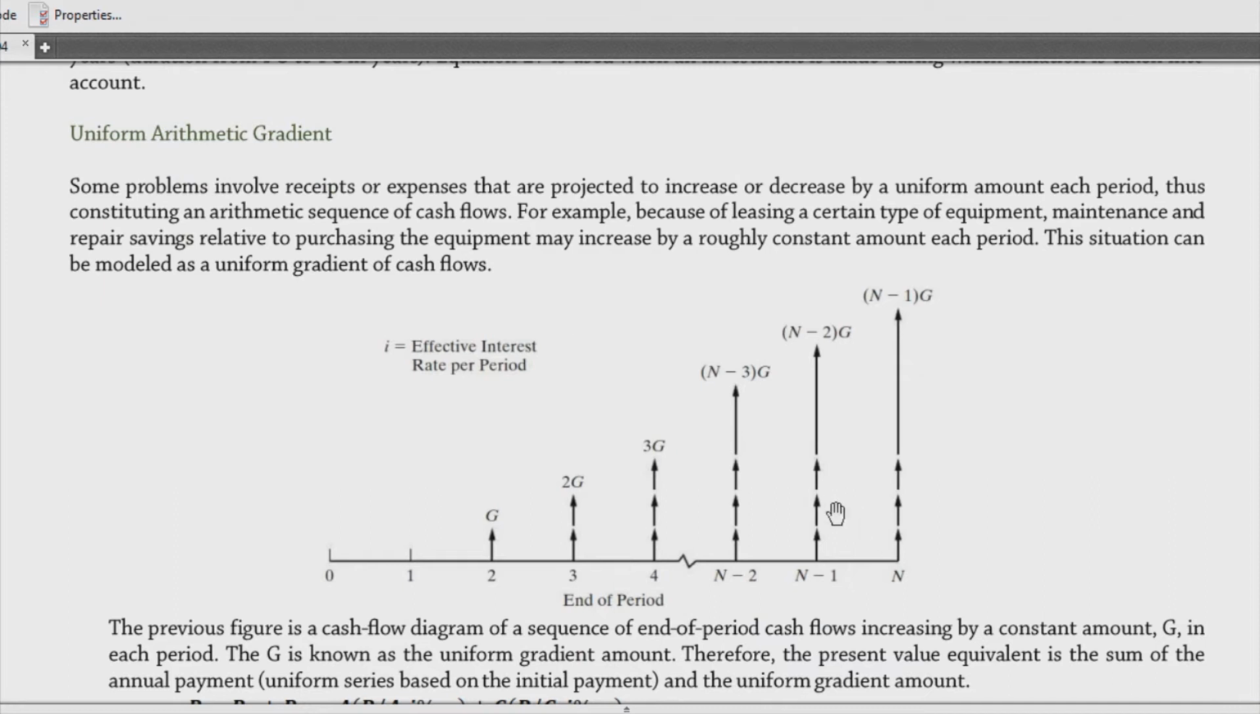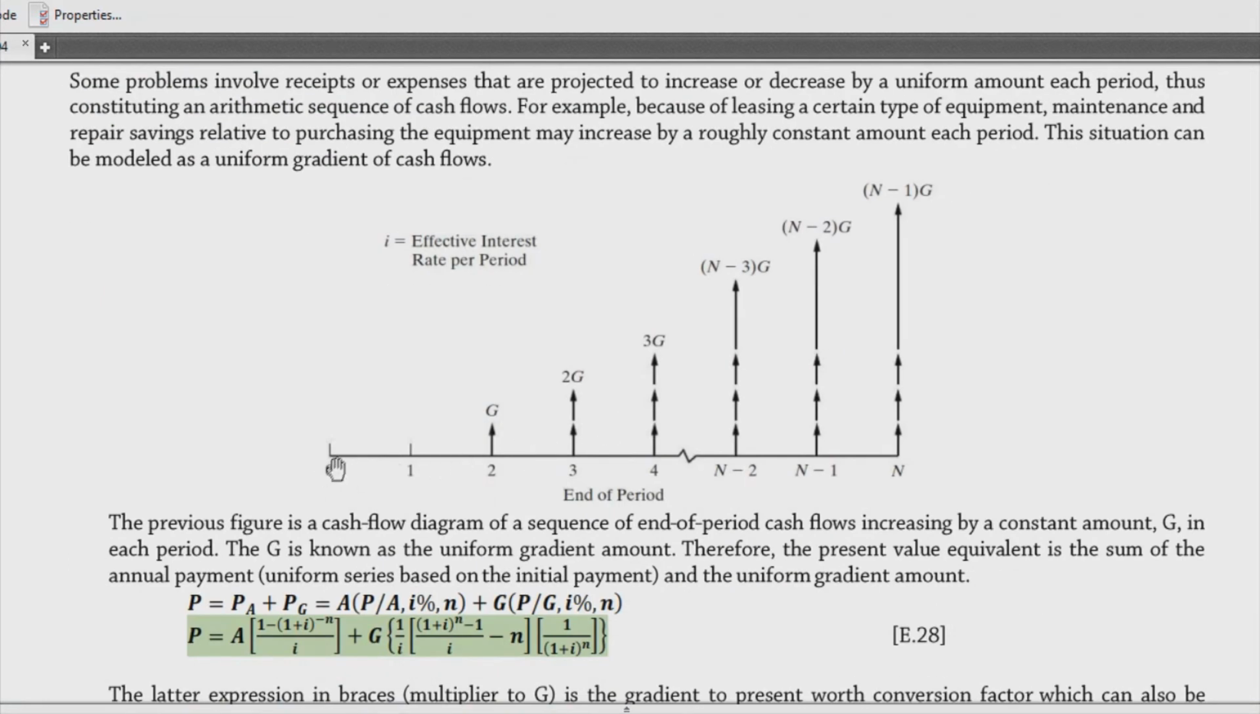flow diagram para mas madali, no? So, ito yung description niya. So, if we start with 0 and end up with n period, no? And then, syempre, yung i natin is still the same, effective interest rate per period yan. And then, kung mapapansin nyo, sa second payment niya, nag-start tayo sa G, okay? So, ito naman is, nag-start siya sa payment na G.